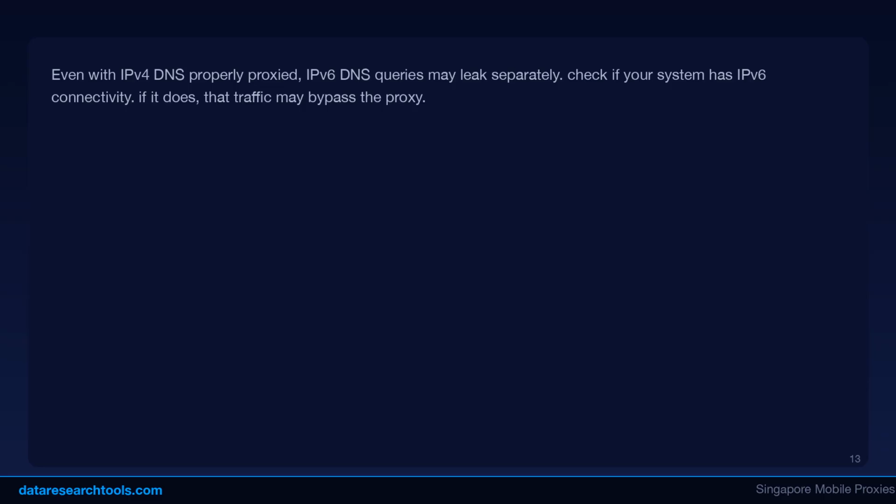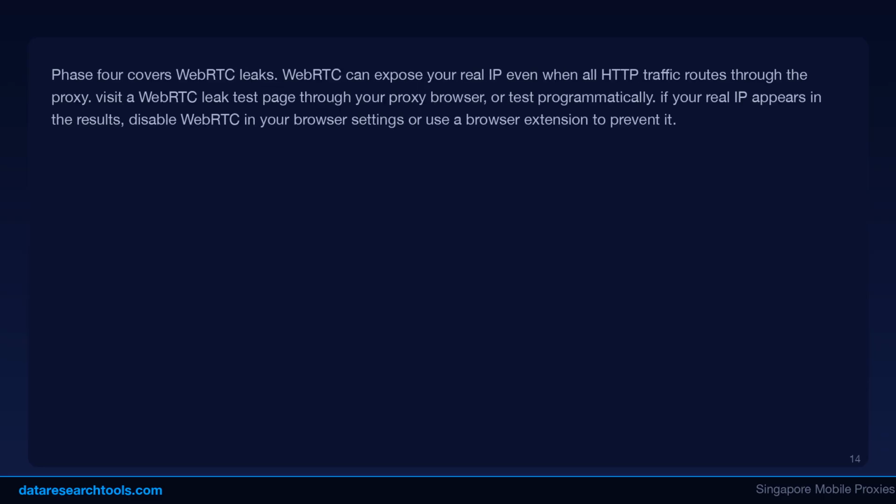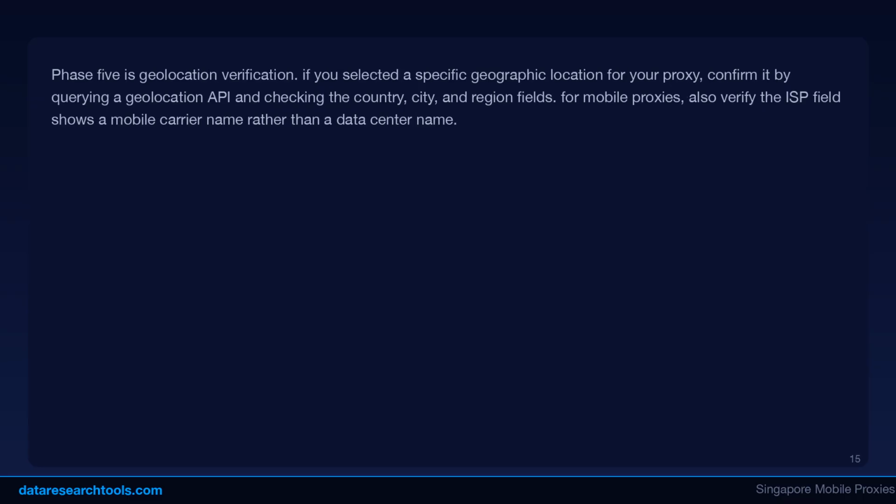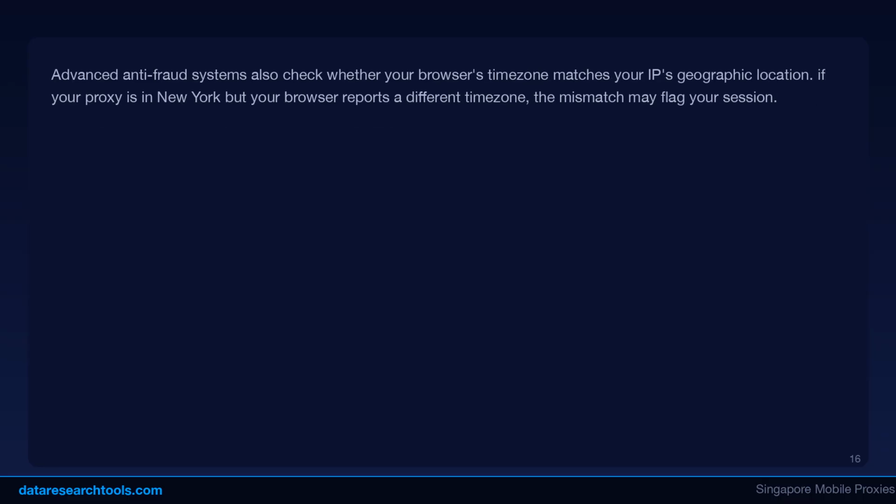Phase 5 is geolocation verification. If you selected a specific geographic location for your proxy, confirm it by querying a geolocation API and checking the country, city, and region fields. For mobile proxies, also verify the ISP field shows a mobile carrier name rather than a data center name. Advanced anti-fraud systems also check whether your browser's time zone matches your IP's geographic location. If your proxy is in New York but your browser reports a different time zone, the mismatch may flag your session.